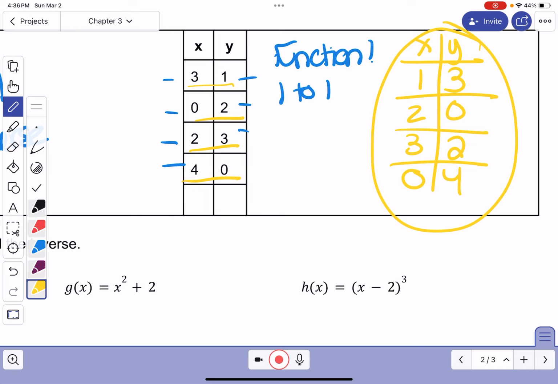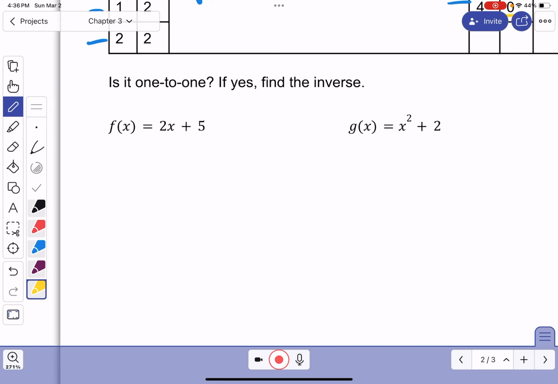We do the same thing when we're trying to find the inverse of an equation. First, we decide if it's one-to-one. Then we switch the x and y and solve. So this is 2x plus 5. So if we graphed that, it would be a line. A line is a function, and it's one-to-one. So yes, this one has an inverse.